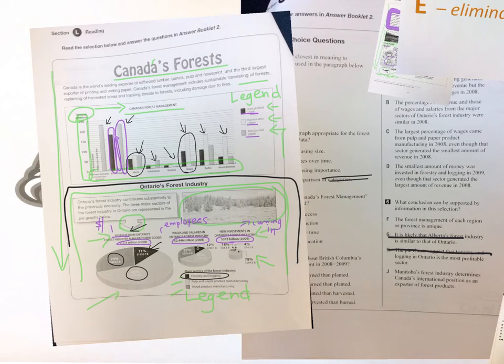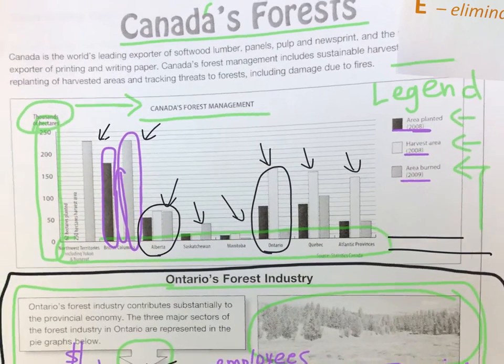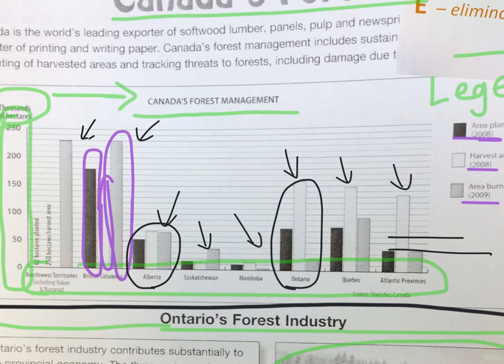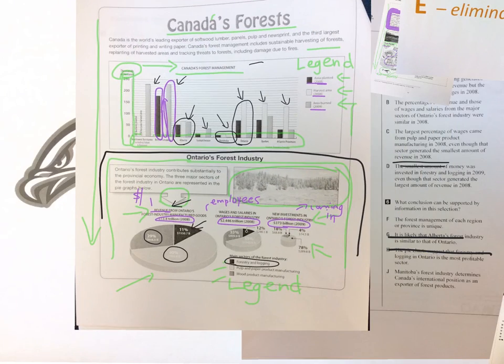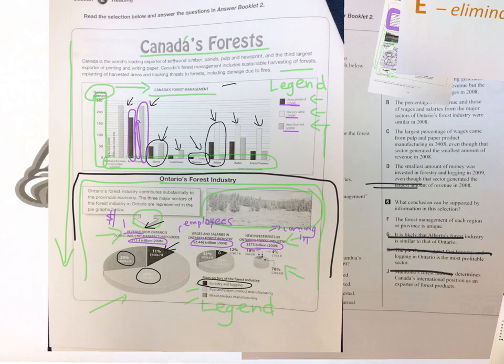The last choice here is, Manitoba's forest industry determines Canada's international position as an exporter of forest products. Again, we're going to look towards the top of the page to find out what Manitoba does. Look at Manitoba's numbers. They are very small. If Manitoba were to determine Canada's overall position, then those numbers would have to be large. Additionally, each of the provinces contributes to Canada's exporting, so we can't just look at one province with very small numbers. J, this is not our right option. So we're going to cross this one out as well. And that means that our first option, F, was the correct answer to the question.